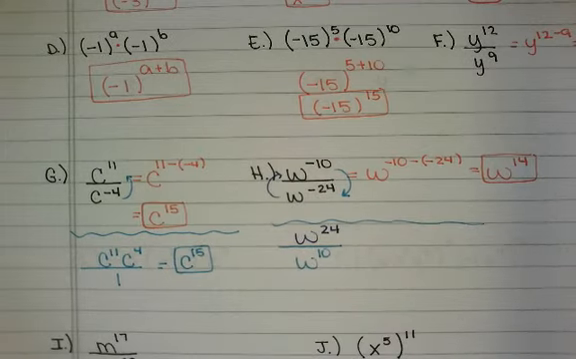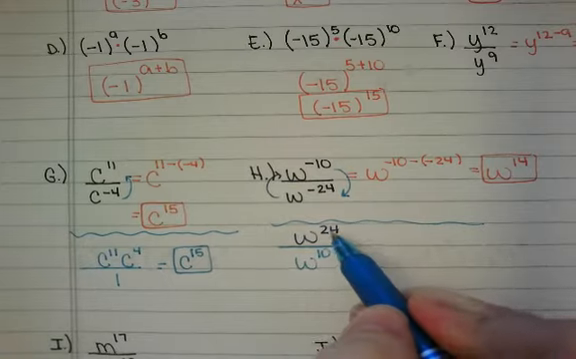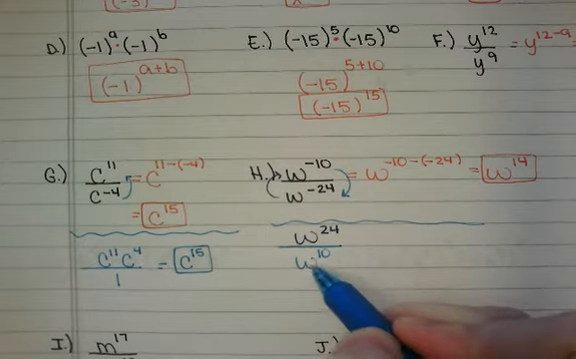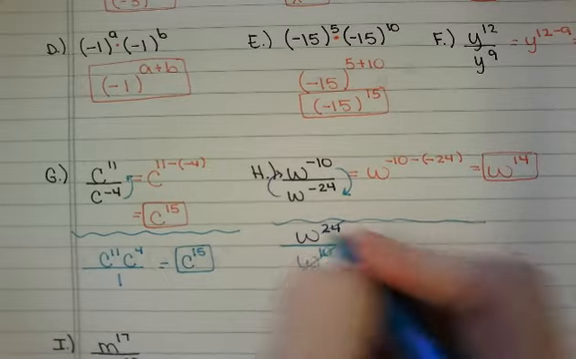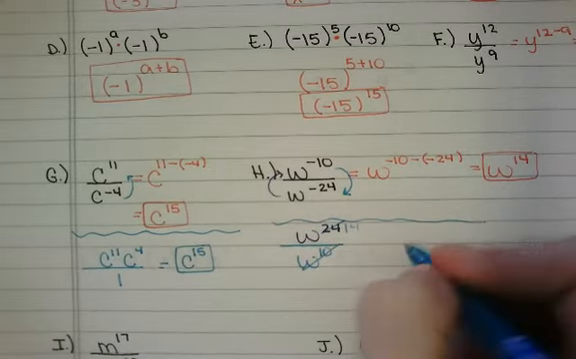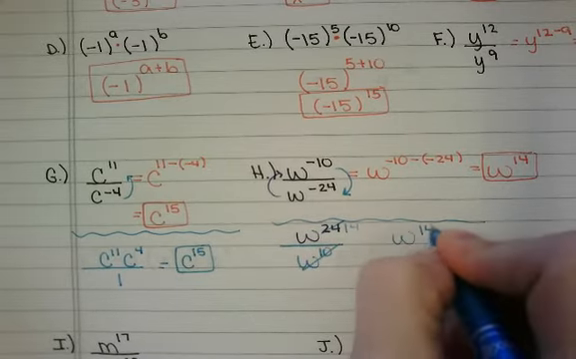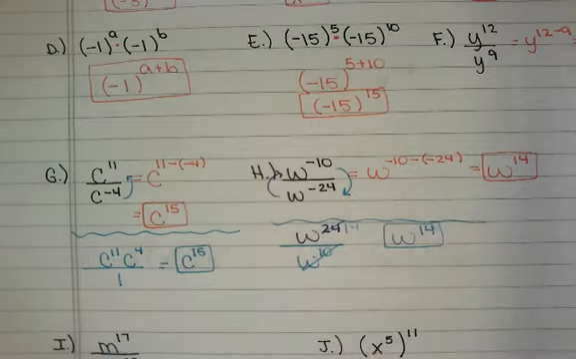And now I can think of it, if I had 24 w's up top and I had 10 w's in the bottom, these 10 are going to cancel out with 10 from there, leaving me with a w to the 14th. So again, I get the same answer, just using different properties.